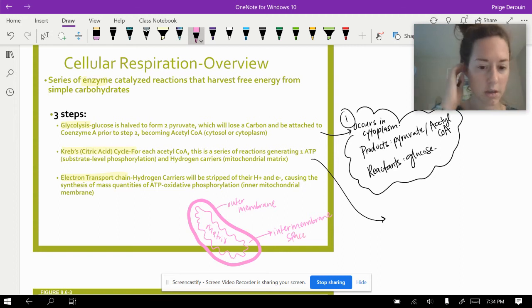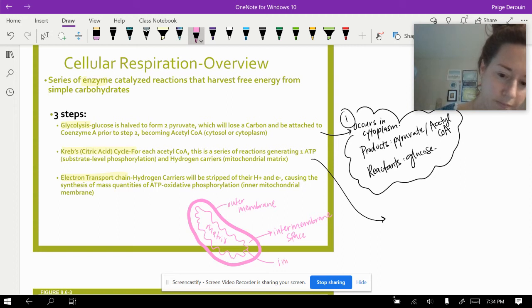Between the membranes. And then, of course, the inner membrane, which is a squiggly line. Inner membrane.